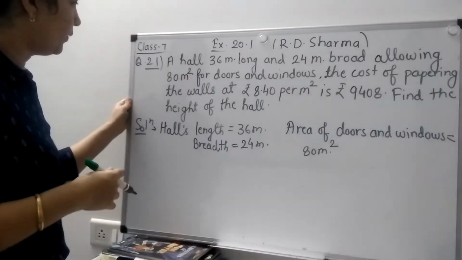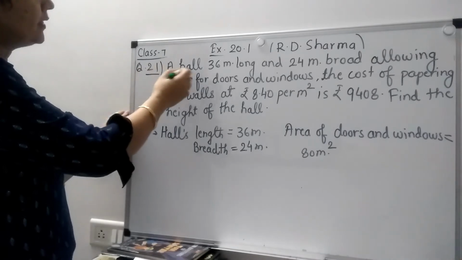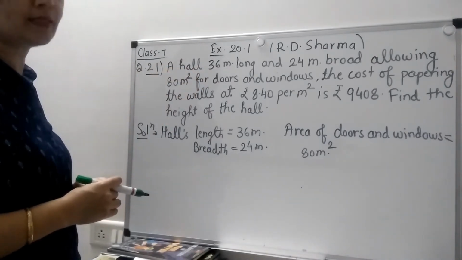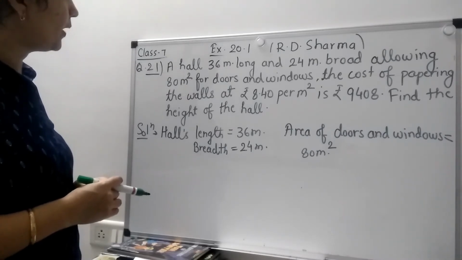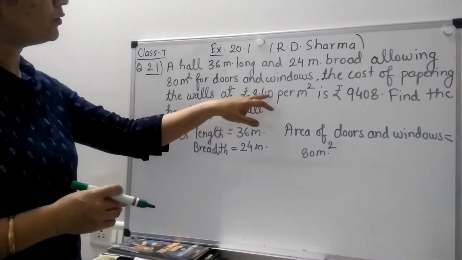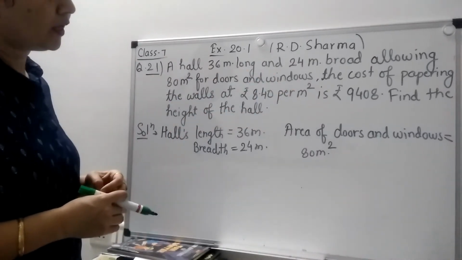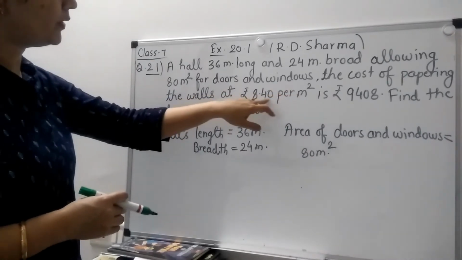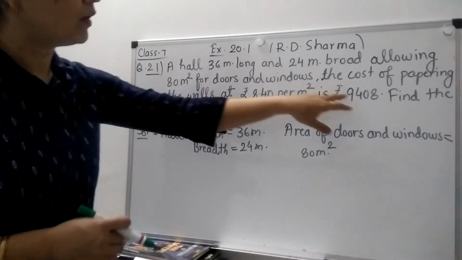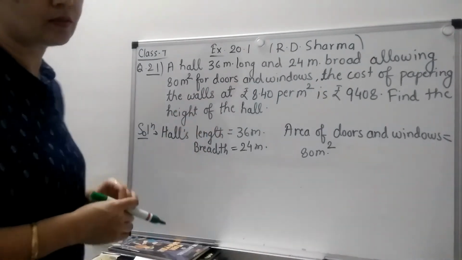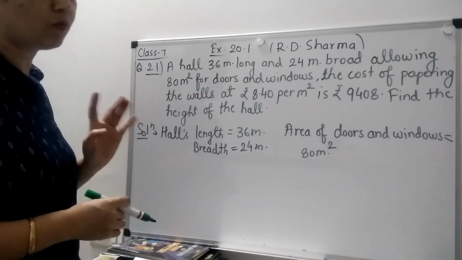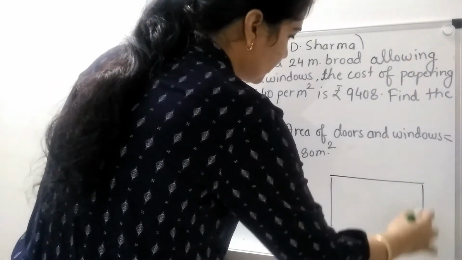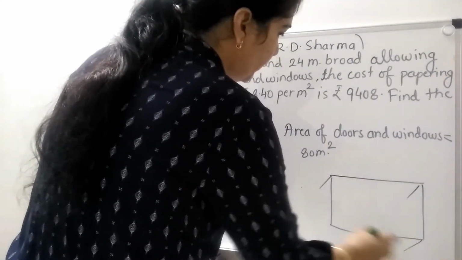So next question is question number 21. Question is: a hall 36 meter long and 24 meter broad, allowing 80 meter square for doors and windows. The cost of papering the walls at 8.40 rupees per square meter is 9,408 rupees. Means when it is 8.40 rupees per square meter, the whole is going to cost 9,408 rupees. It is given already. Find the height of the wall. Okay. Hall. So if you assume it, maybe it's a 3D.